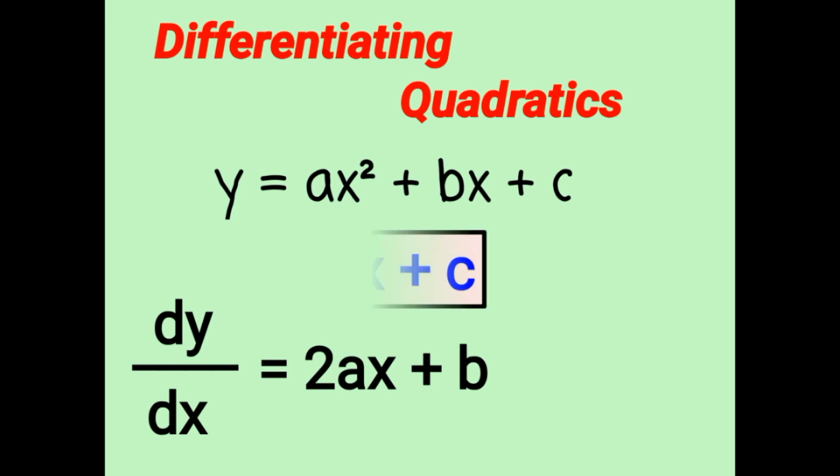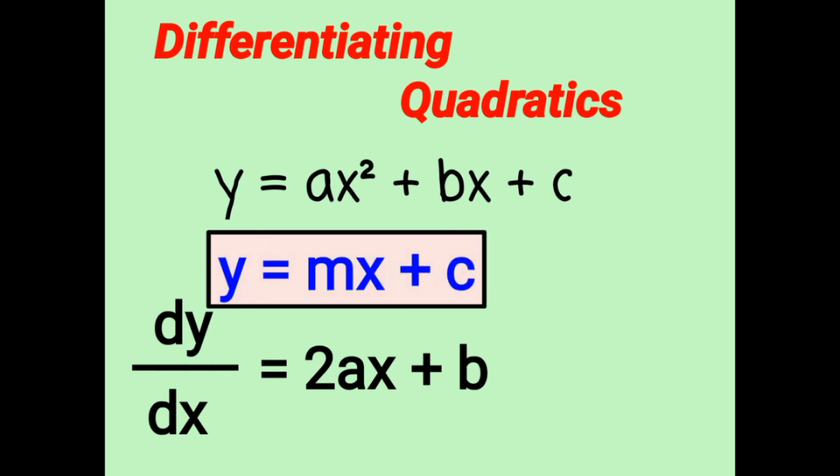Now, we know the equation of a straight line graph takes the form y equals mx plus c, where m is the gradient. So, as you can see here, the derivative dy over dx equals 2ax plus b is a straight line with gradient 2a.